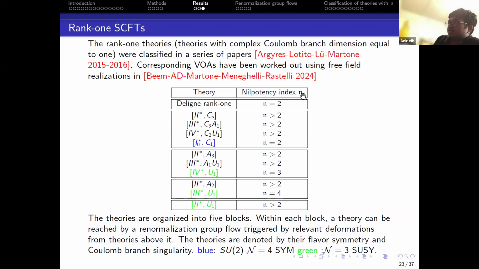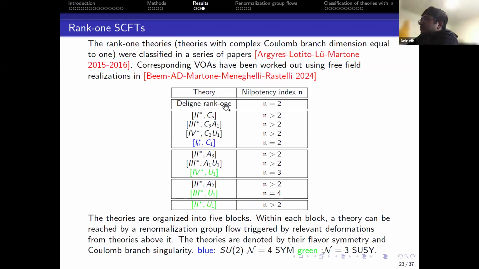So let me say a few things about this table. This table contains all the rank 1 theories, and they are divided into a few blocks, and theories within each block are related to each other. For example, there's an RG flow connecting C5 to C3A1 and so on. So you can go down the RG flow in each block.